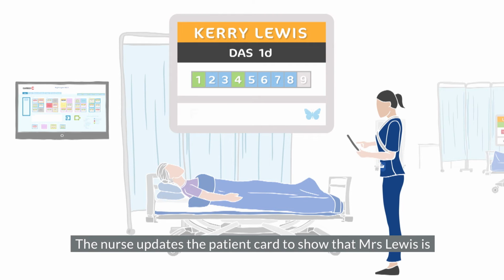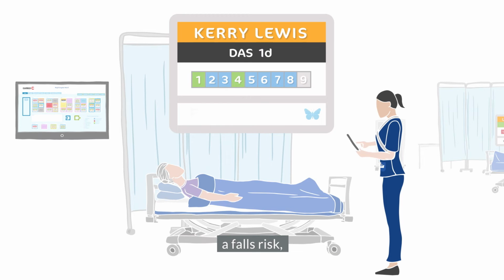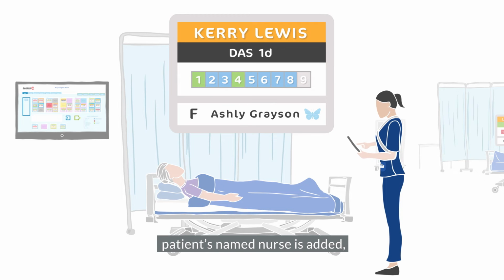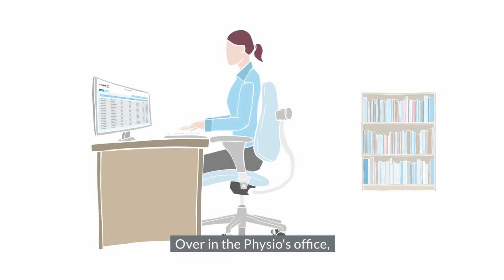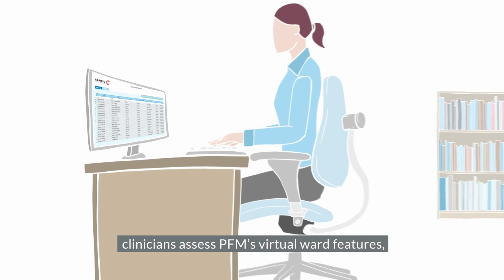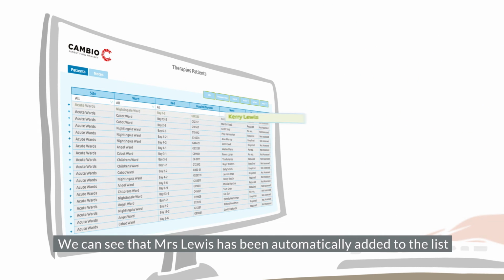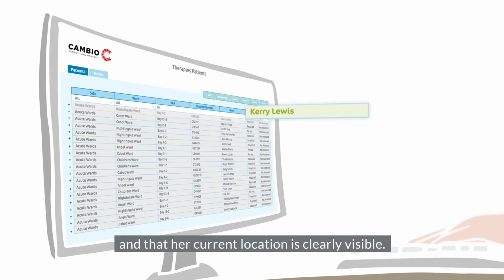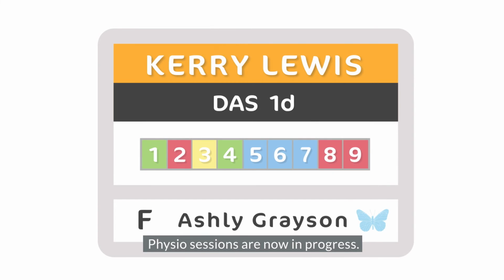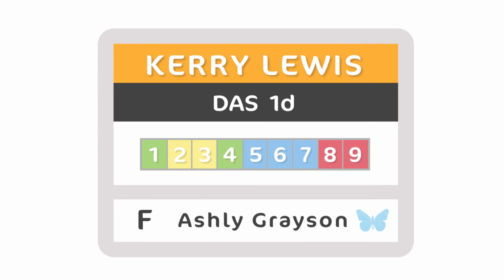The nurse updates the patient card to show that Mrs. Lewis is a falls risk. Patient's named nurse is added, and that physio sessions are required. Over in the physio's office, clinicians access PFM's virtual ward features to see all patients who need physio. We can see that Mrs. Lewis has been automatically added to the list, and that her current location is clearly visible. Physio sessions are now in progress.